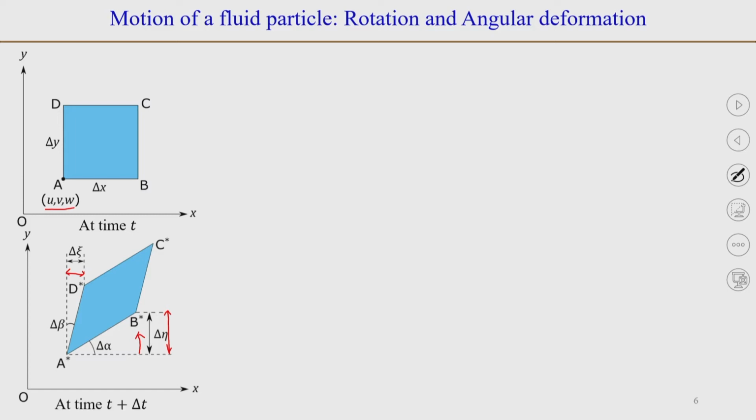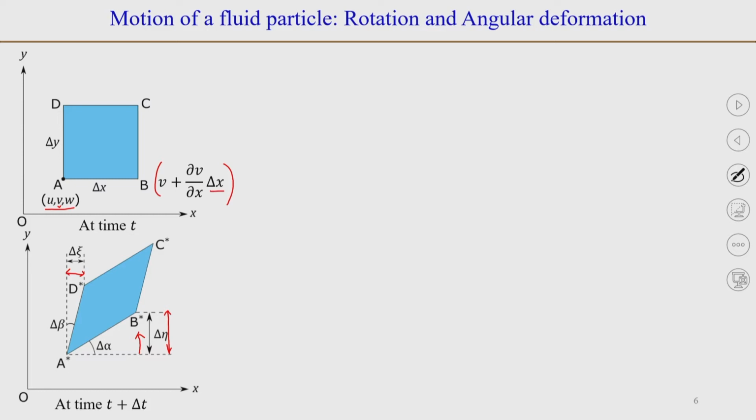So, we know that the y component of velocity at point A is v. By Taylor series, we can write that the y component of velocity at point B will be v plus delta v by delta x, that is the change in velocity, delta v by delta x, multiplied by the distance delta x. So, that is the velocity of point B.